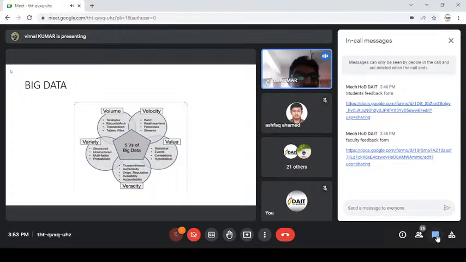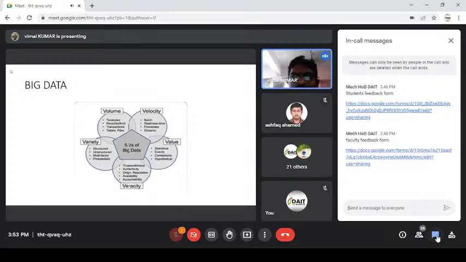No issue. There are a lot more to be discussed on science-related areas. Now I'll be discussing a few points about big data and IoT. When you're considering big data, what is meant by big data? These five different V's play a vital role in big data: volume, velocity, value, veracity, and variety.